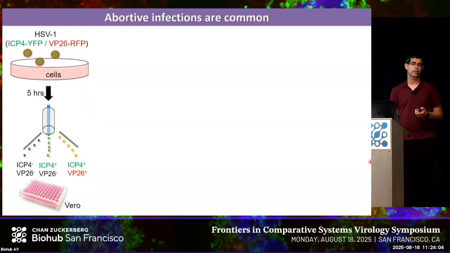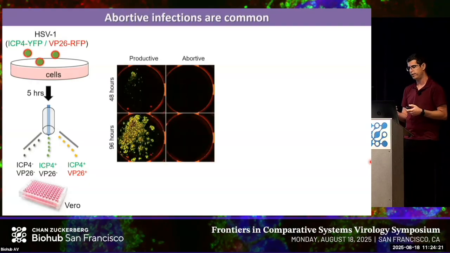With this virus, we can actually quantify how common these abortive infections are. We can infect whatever cells we'd like, sort out individual infected cells based on different viral protein markers into 96-well plates that have monolayers of Vero cells. So we can come back to these plates a few days later, and we can easily classify this one cell that we dropped into the well, whether it was producing progeny or not.